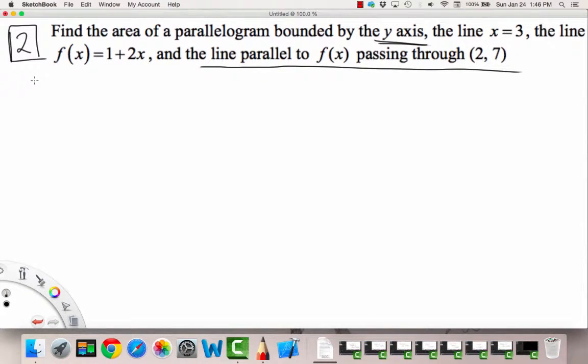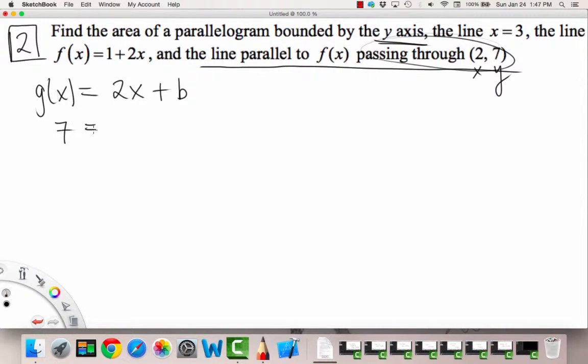When you have parallel lines, that means your slopes are identically equal. The slope of f is positive 2, so the slope of g, we'll just call it g, also has to be a positive 2. Then we have some y-intercept, which we don't know. But we're also given that it has to pass through the point (2, 7), so we can plug in that x and y value and figure out our b.